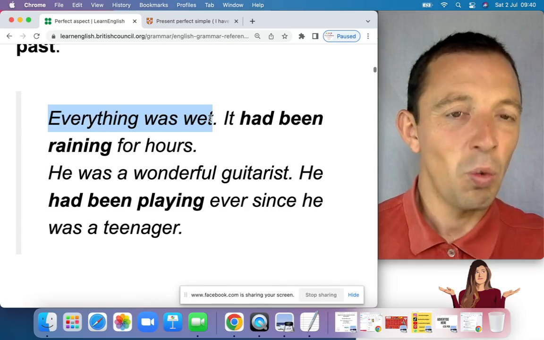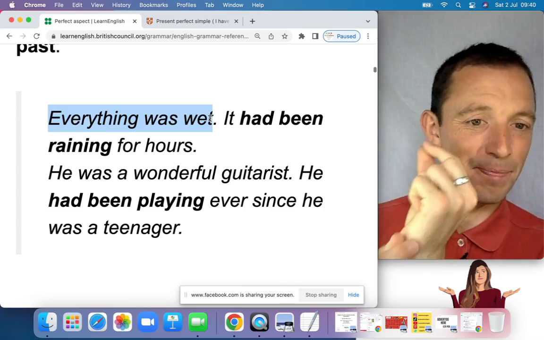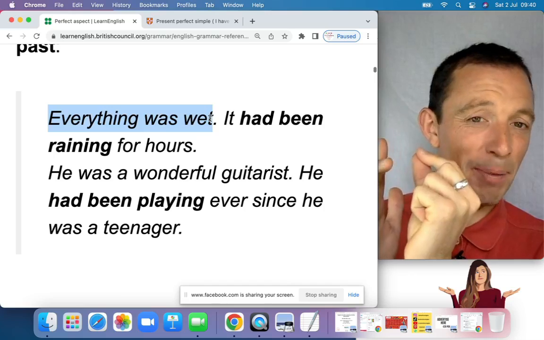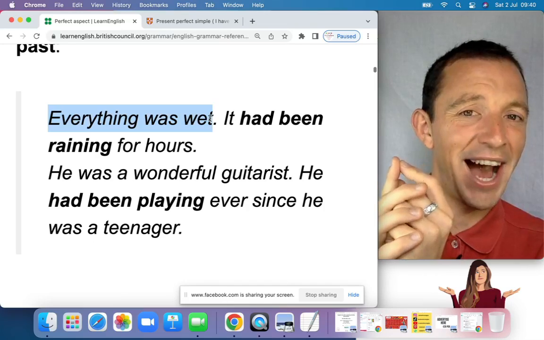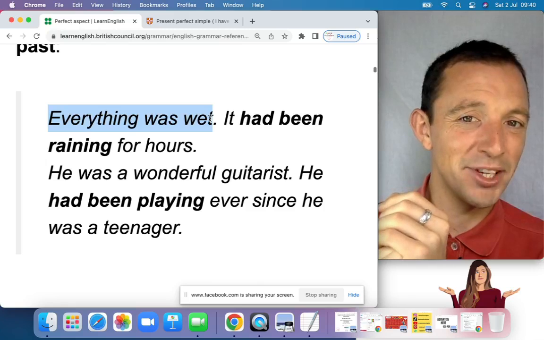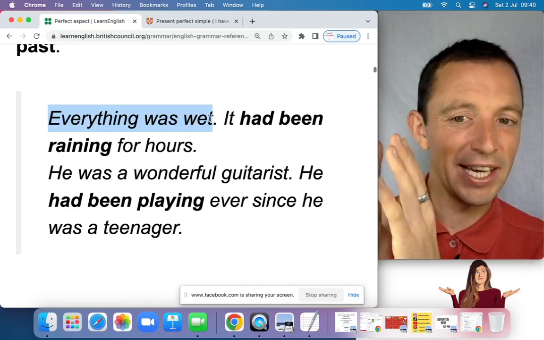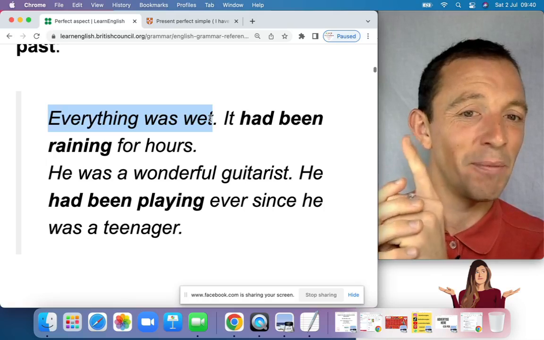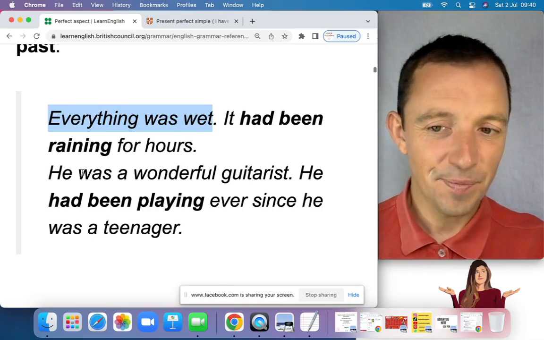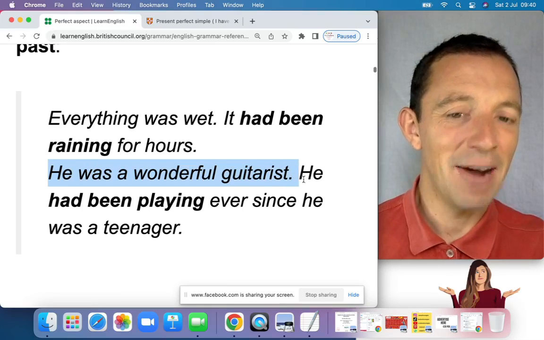Everything was wet. Everything was completely wet. That's the past simple. It had been raining continuously for hours. That's the past perfect continuous. Okay, so that's the past perfect continuous because the action had been happening continuously before the one particular moment in the past.